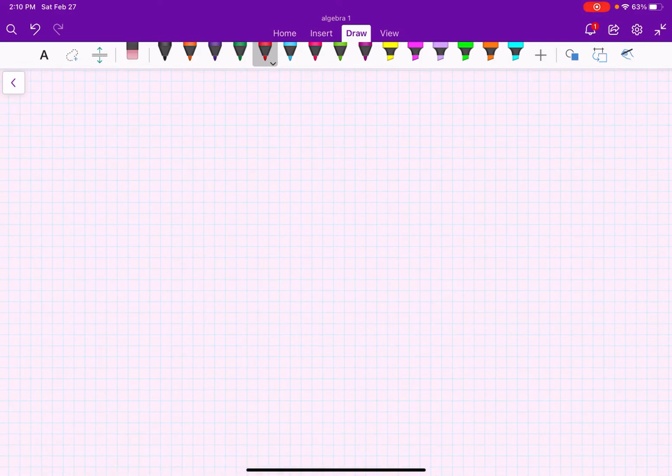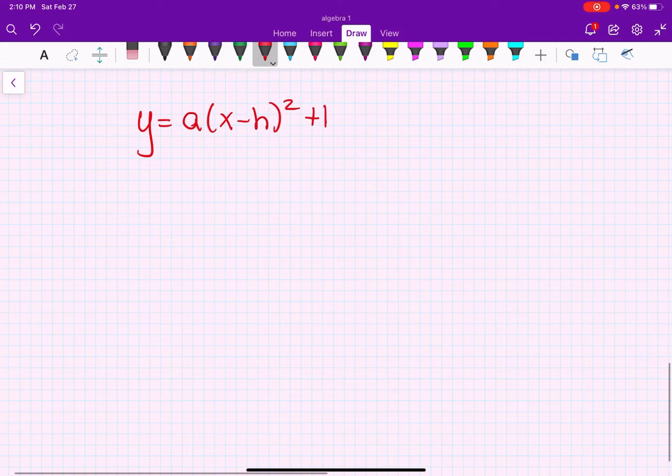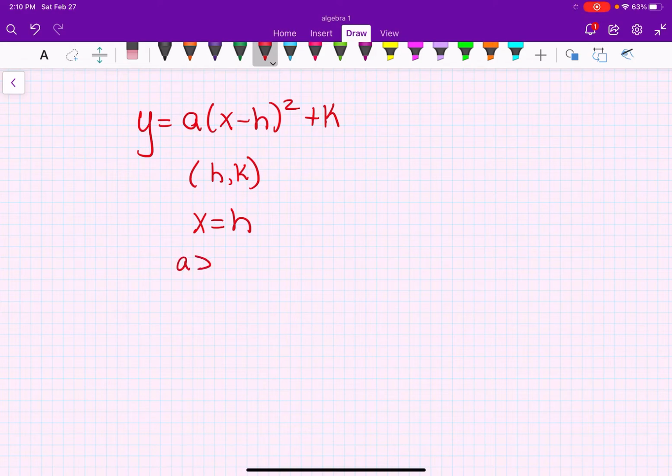So you can see there we have forms of the equation. If we have our normal y equals a(x minus h) squared plus k, our vertex will be (h, k), x and y. Our axis of symmetry is x equals h, normal. And then we already talked about if a is greater than 0, up or down. If a is greater than 0, smiley face. If a is less than 0, frowny face.